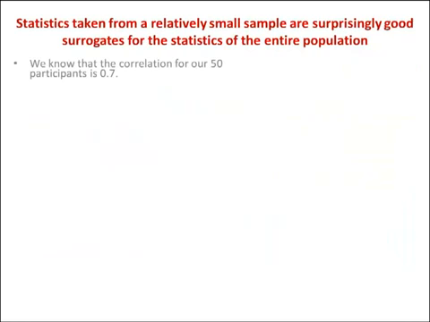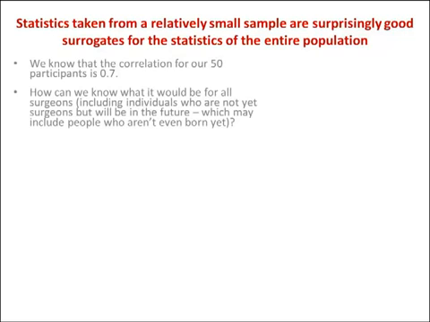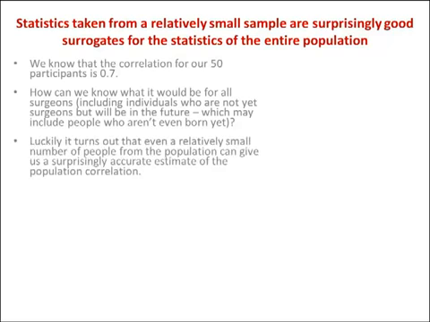The key thing is, we know that the correlation for our 50 people is 0.7, but what we really want to say is that correlation of 0.7, is that also true for everybody, not just those 50 people, but for every single surgeon in the world, including people who haven't yet become surgeons, who may not even be born yet. Luckily, it turns out for us that even a relatively small number of people from the population can give us a pretty good idea of what the real population correlation will be.